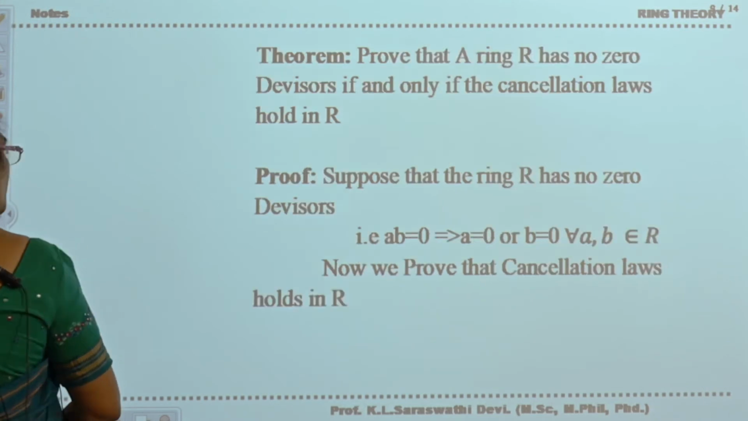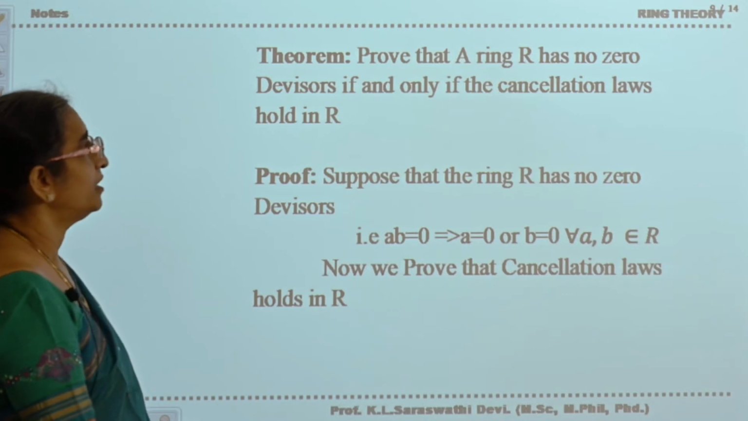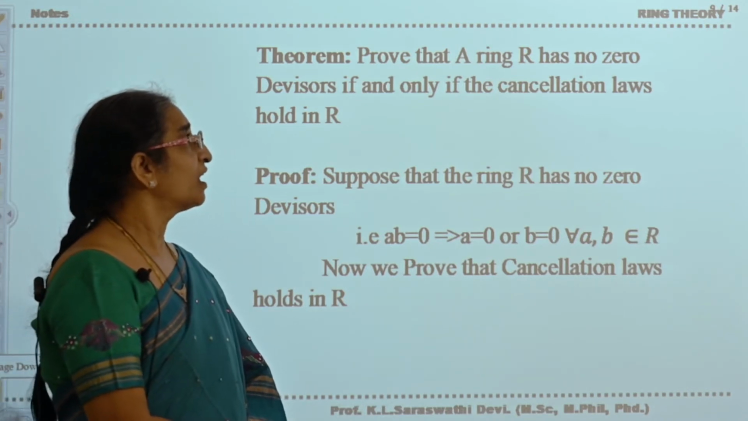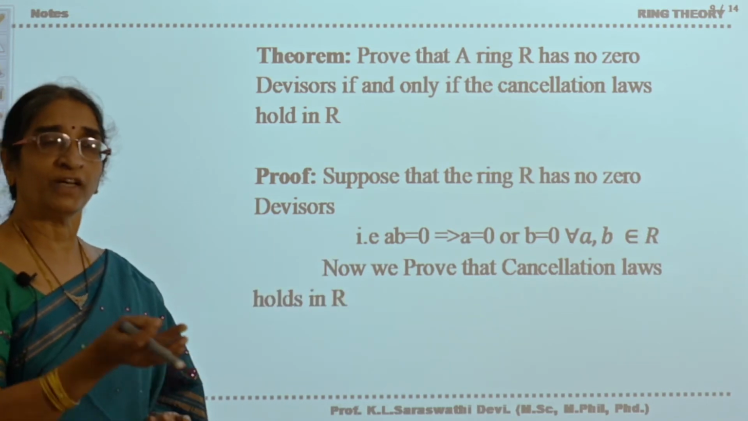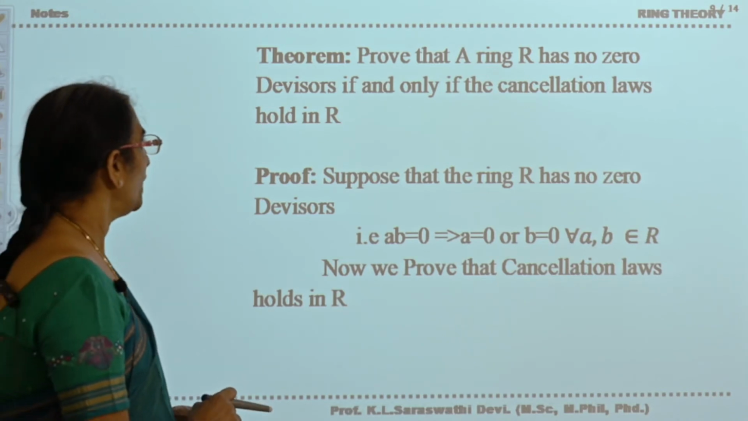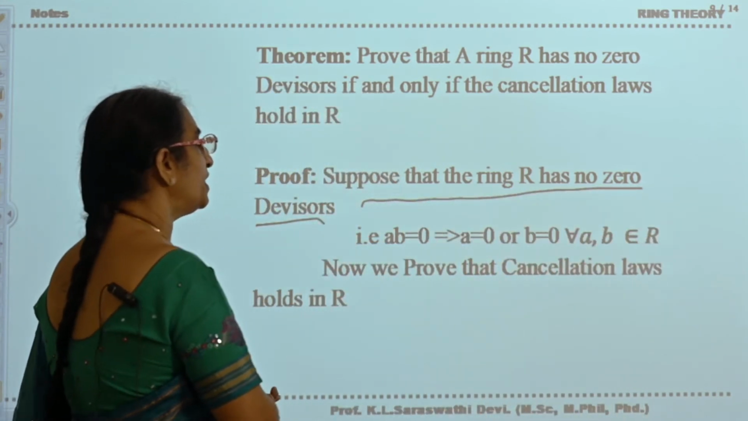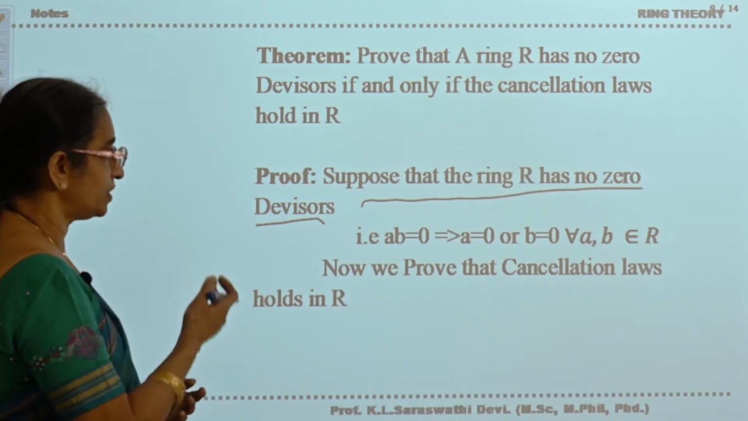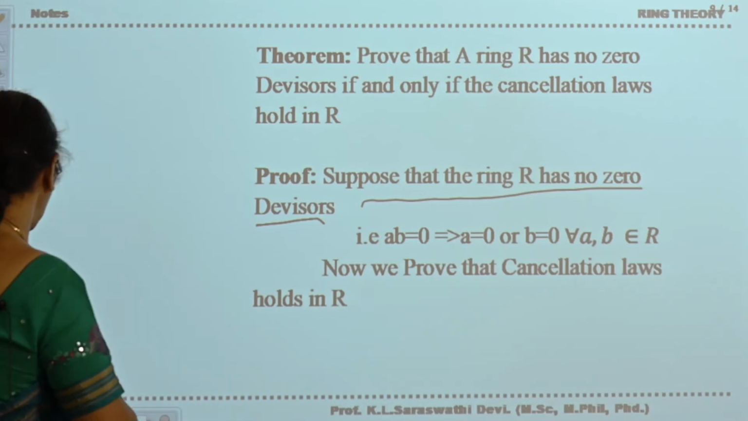Okay. Next, prove that a ring R has no zero divisors if and only if the cancellation laws hold in R. That means if R has no zero divisors, the cancellation laws will hold. If the cancellation laws hold, R is having no zero divisors. Okay. Now see here. Suppose that the ring R has no zero divisors. That means AB is equal to 0 implies A is equal to 0 or B is equal to 0 for every A, B belongs to R. Now we prove that the cancellation laws hold in R.